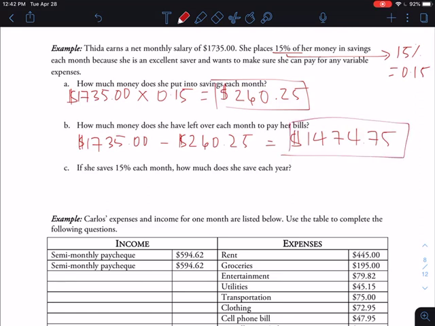If she saves 15% each month, how much does she save each year? So if we know she saves 15% each month, how much is that per year? We're taking that $260.25 and multiplying it by 12, the number of months, to get the number of dollars per year.